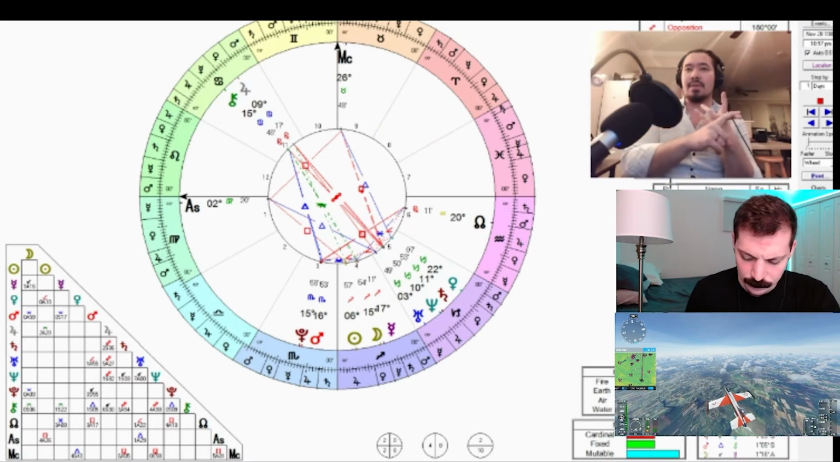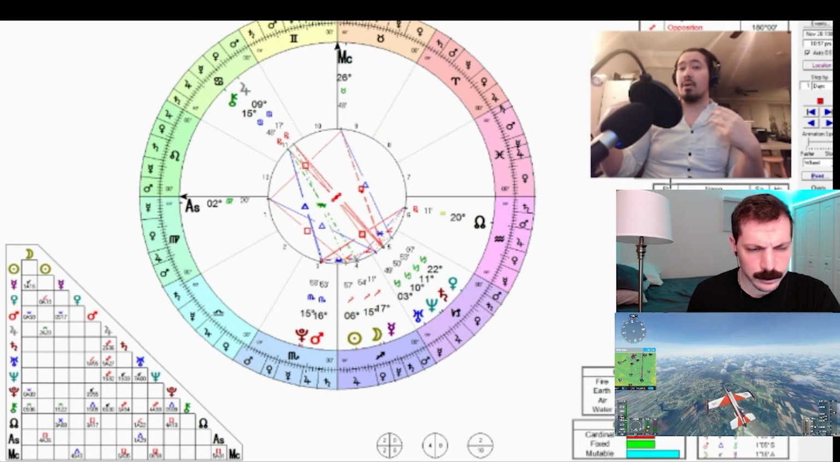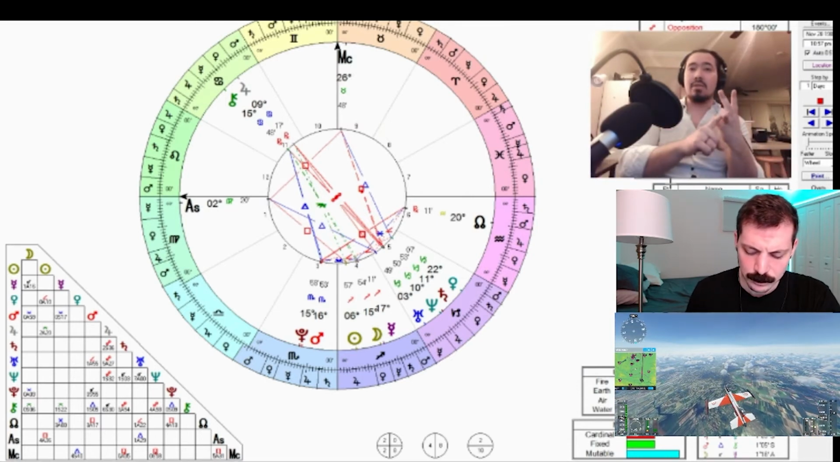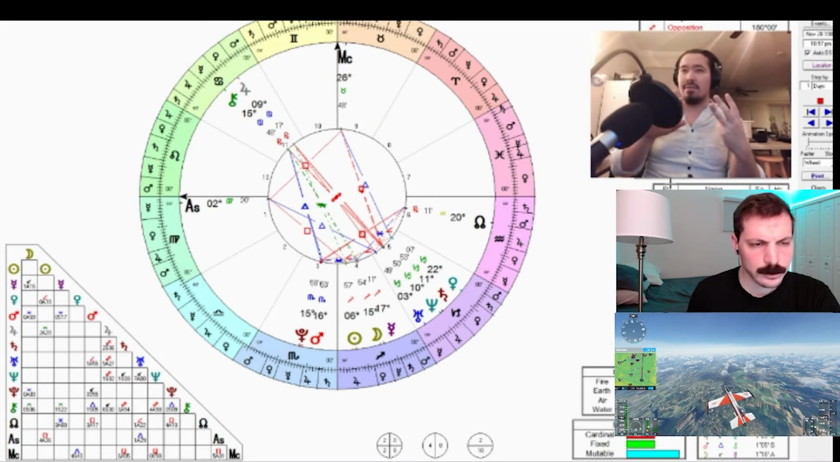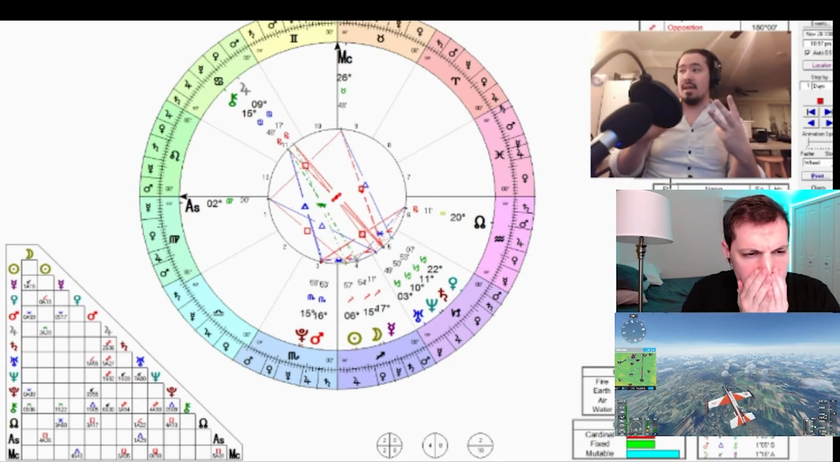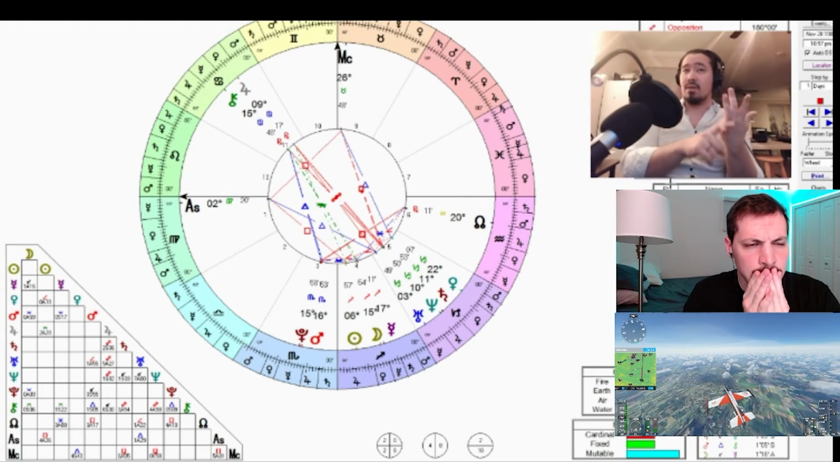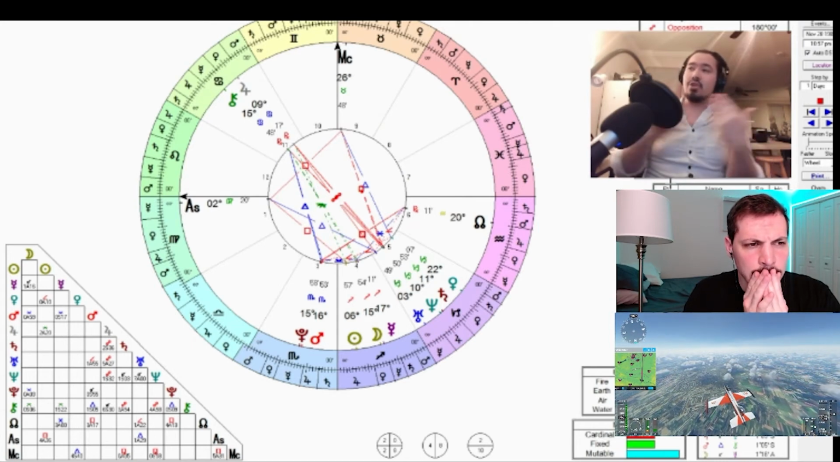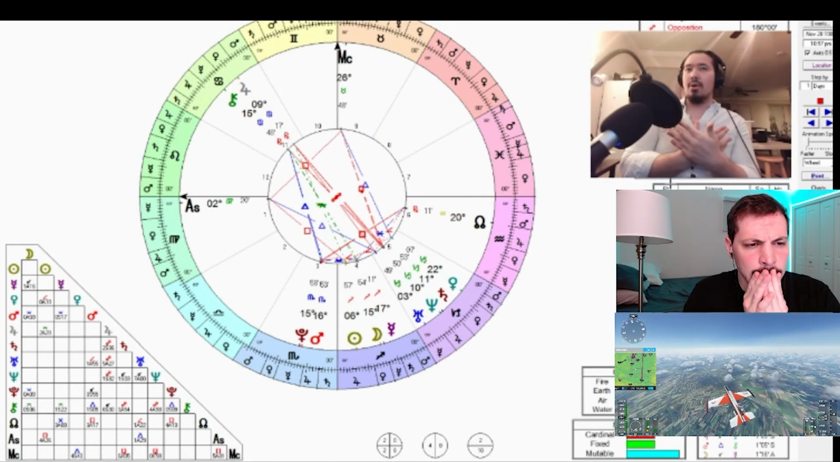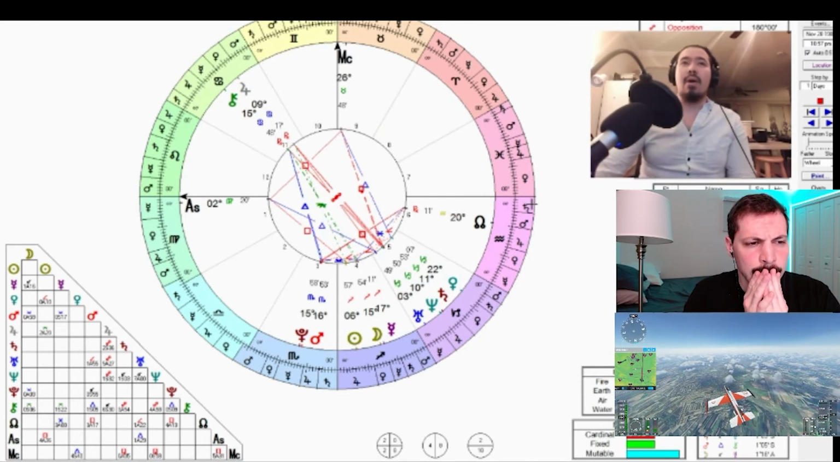The signs represent the ways in which those components are expressed. The houses represent the area of life that they tend to be expressed in. And then the aspects between the planets, which we actually haven't looked at yet for you, are the ways in which those expressions interact with one another. So these are all aspects, essentially.